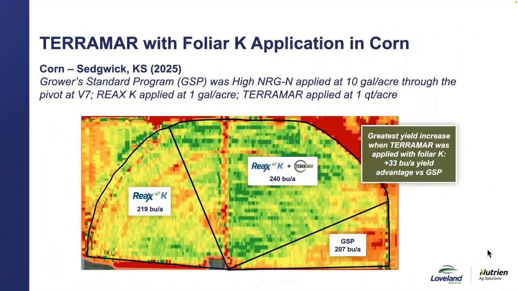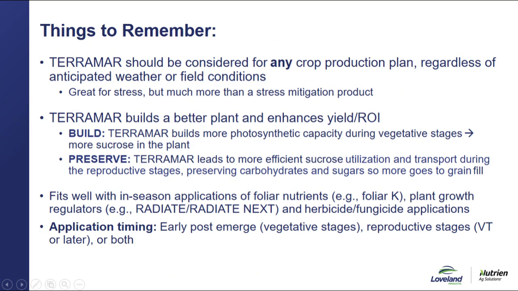This is a real world scenario, just like we just talked about with Terramar plus a foliar K product. This is a pivot from Sedgwick, Kansas last year. The grower standard practice, 207 bushels. Just by adding the potassium product, we added 12 bushels. But when we add Terramar to the potassium product versus the grower standard, we added a whopping 33 bushels over the grower standard practice. So let's quickly give a quick summary.